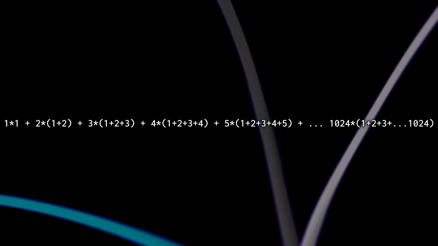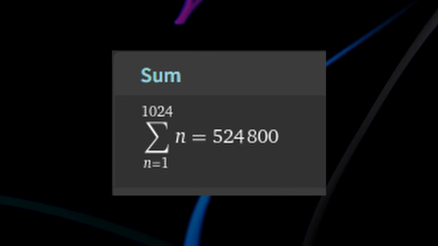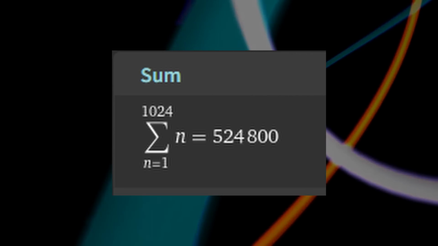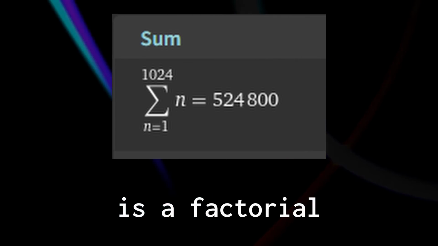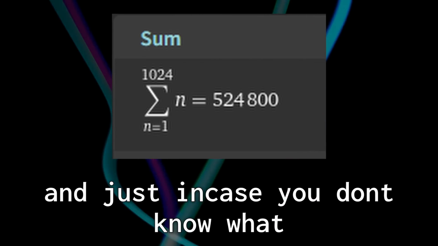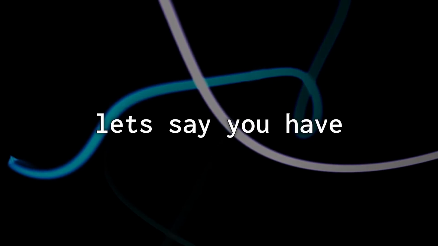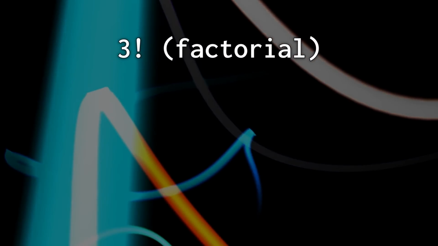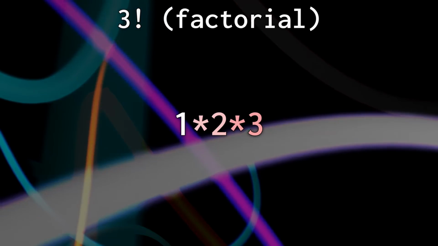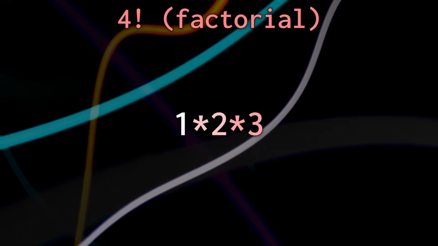This can be expressed like this, or even more shorthanded like this. Yes, I know this looks really scary, but it's actually really simple. All it is, is a factorial, but for addition. And just in case you don't know what that is, let's say you have 3 factorial. That's 1 times 2 times 3. 4 factorial is 1 times 2 times 3 times 4, and so on and so forth.